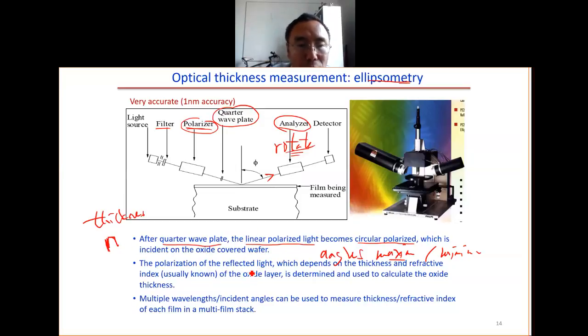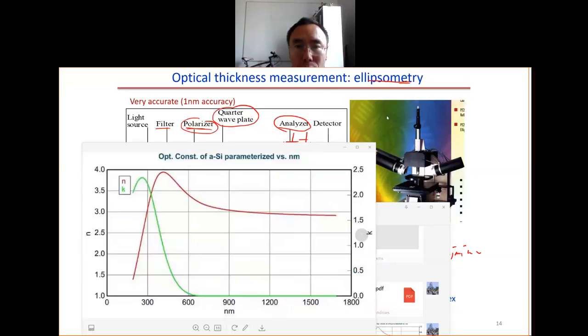So in modern instruments, we can do multiple wavelengths and multiple incident angles. This way we can measure complicated films. We can measure multiple film stacks. We can get n and t, index and thickness, for the multi-film stacks, or we can get n as a function of lambda. For example, you can get something like this. So this is our result.